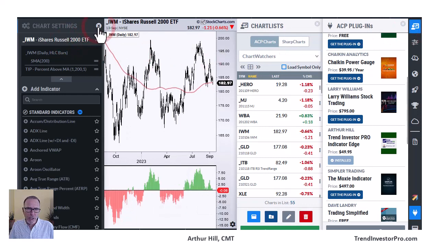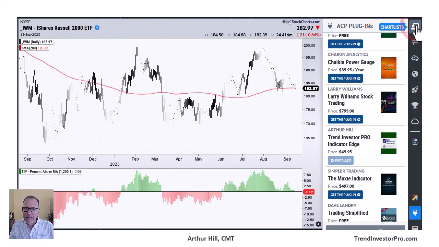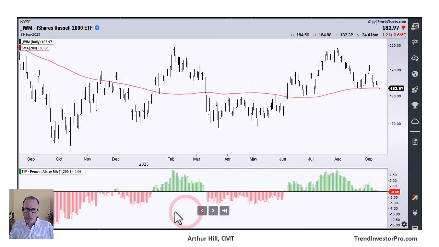And I just use this because it makes it really easy to see when you're above or below the 200-day moving average. You can see in February, we were over 5% above the 200-day moving average. And there in March and May, we were more than 5% below the 200-day moving average.